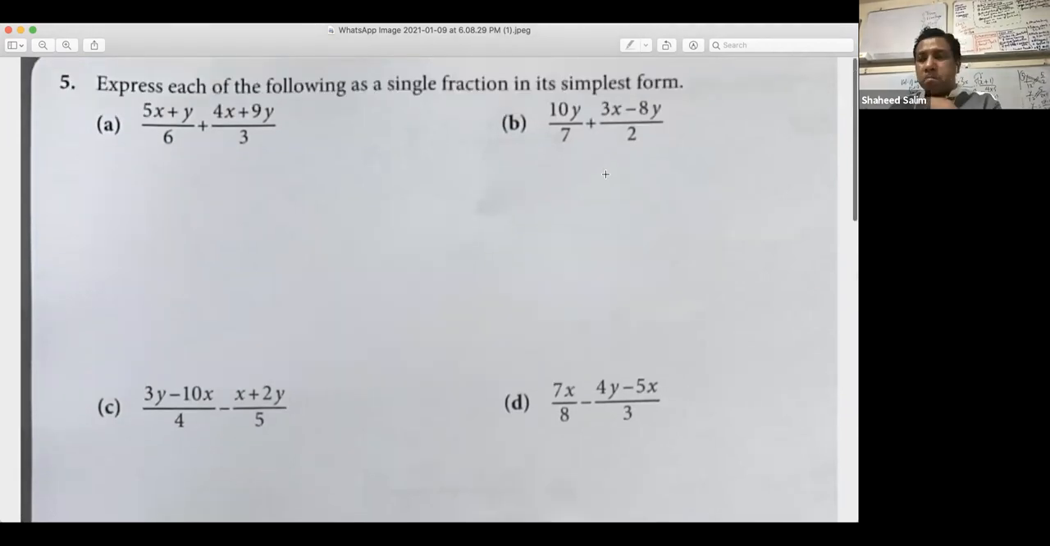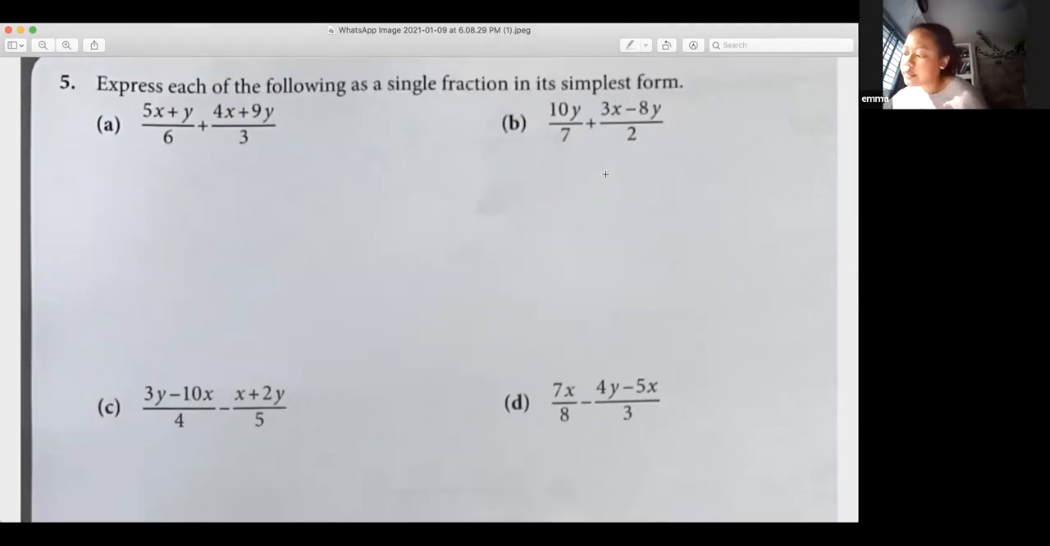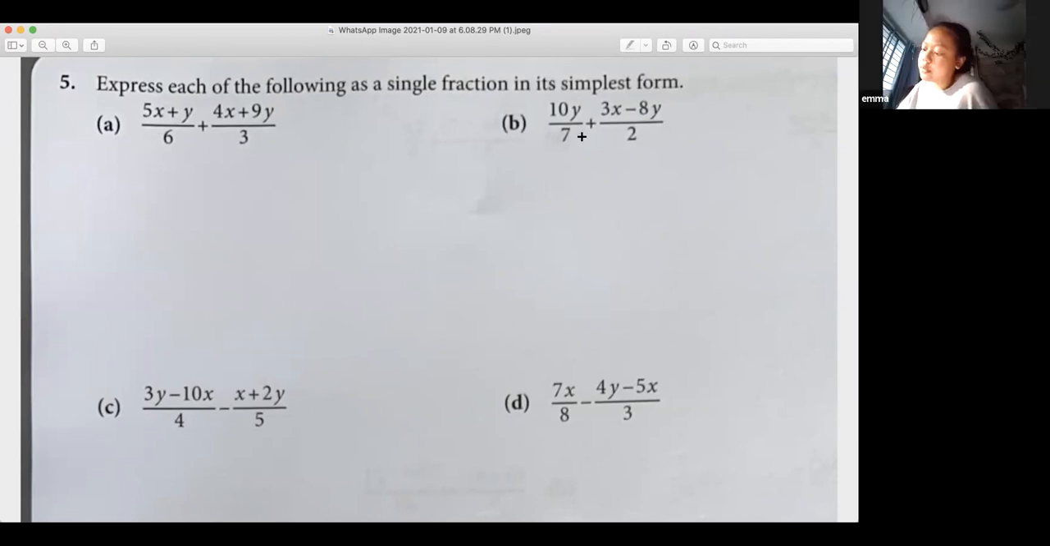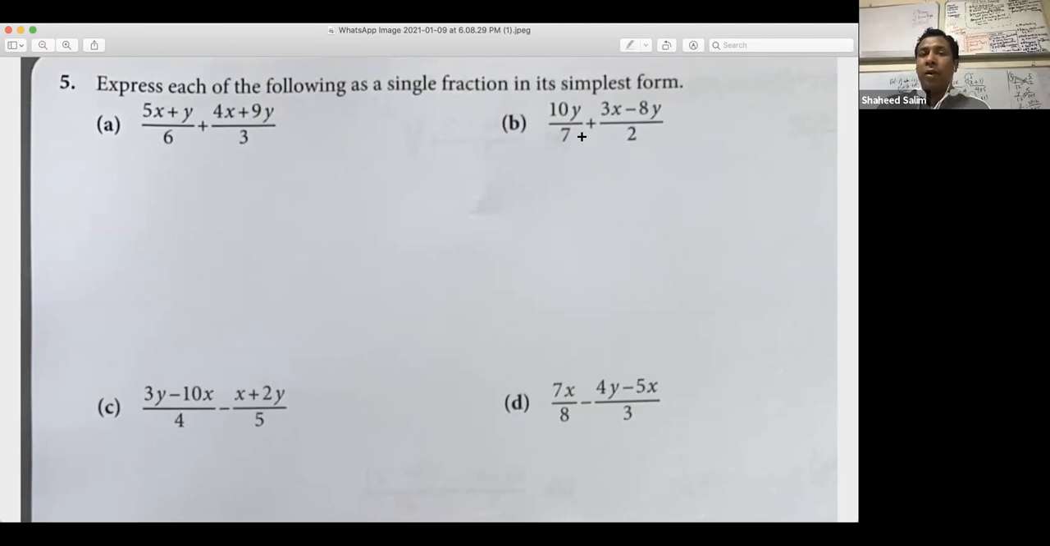How are we doing, Emma? 18y over 7 plus 3x over 2. But you read what they say. They want it as a single fraction. One denominator, Emma. You got to combine it. So this one now times by 7, must times by 2. 2 must times by 7. I thought I couldn't change the denominator. Can change. Earlier on, we have been changing denominator.